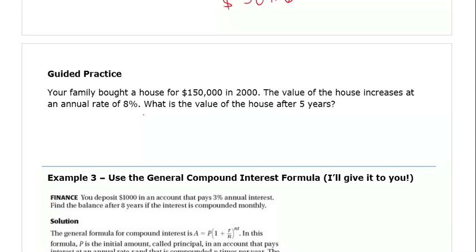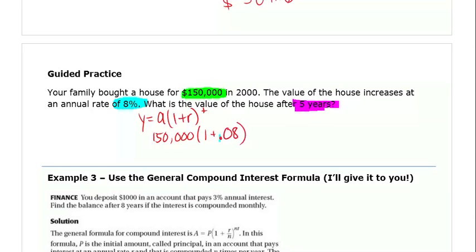Okay, we're going to start with y equals a times 1 plus r to the power of t. Since this one here doesn't ask for a function, I'm just going to plug all my values in and see what I get. So my initial starting value is 150,000. It's going to be 1 plus, the rate is 8%, so 0.08. I want to know what is going to be the value after 5 years. So my exponent is 5.